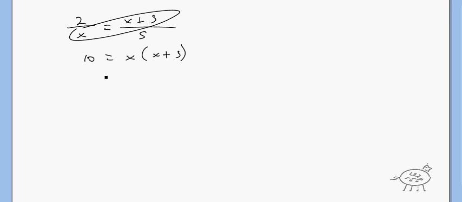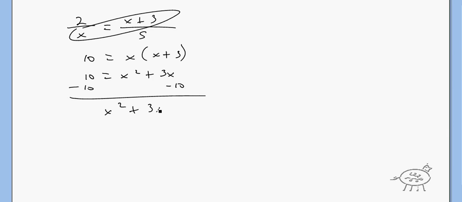Distribute. I get 10 equals x squared plus 3x. And then I'm going to move the 10 over. If it's quadratic, make sure you move it over so you can factor. x squared plus 3x minus 10 equals 0. And then I'm going to factor. That's going to be plus 5 and minus 2.